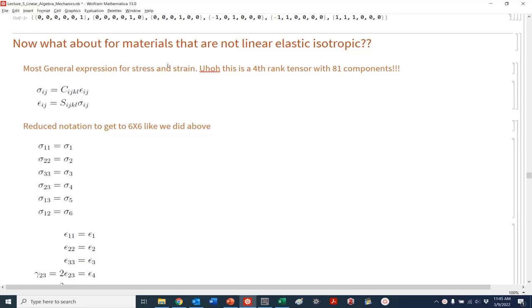So last time we looked at an example of how we could use linear algebra to get relationships between stress and strain for linear, elastic, isotropic, cubic materials. But how do we look at materials that are not linear elastic, that are anisotropic? Basically, where the stiffness will vary depending on the direction of the applied stress or strain. So we will actually have to use a more general expression.